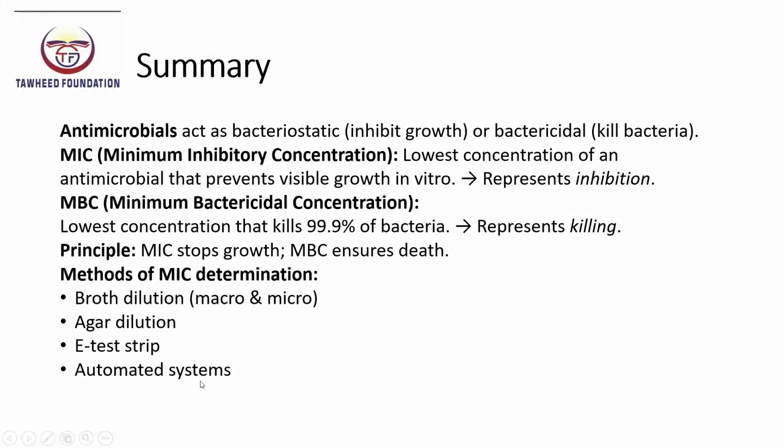Methods for determining MIC: broth dilution, macro and micro. Serial dilutions of antibiotics are prepared in either tubes, that is macro dilution, or microtiter plates, that is micro dilution. A standard bacterial inoculum is added and the tubes or wells are incubated. The MIC here is the lowest concentration without visible growth. Agar dilution: the antibiotic is incorporated in varying concentrations into agar plates. Bacteria are spot inoculated, and the MIC is the lowest concentration with no visible colonies.